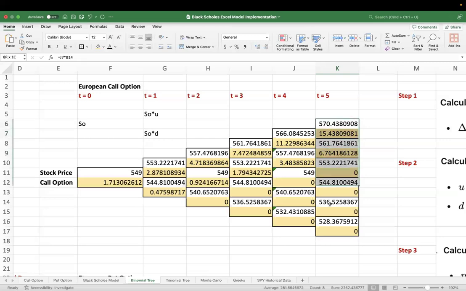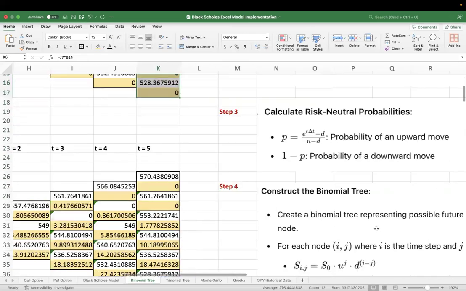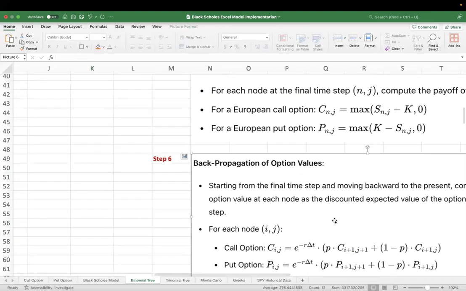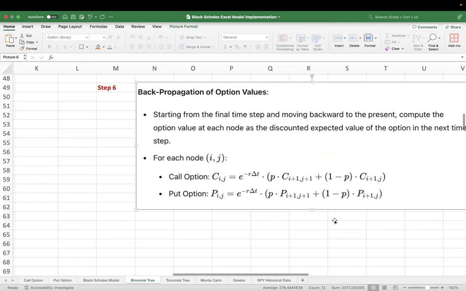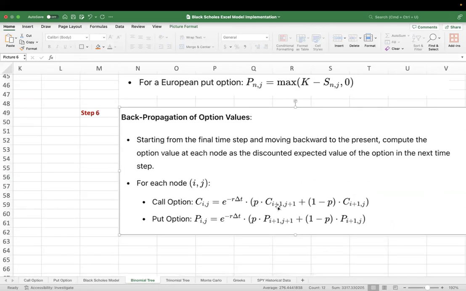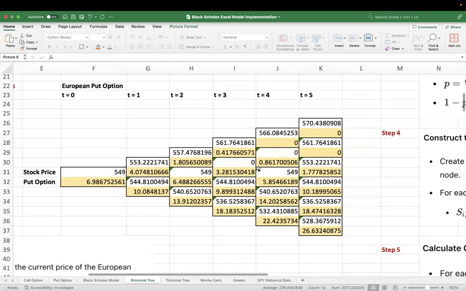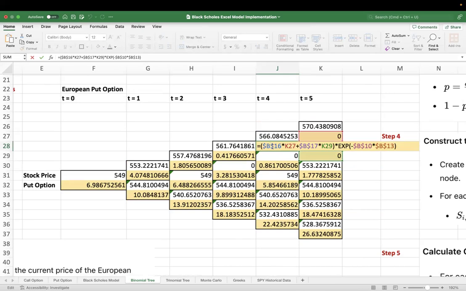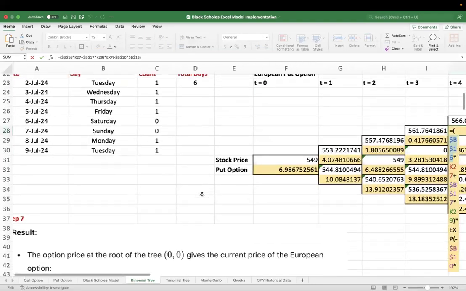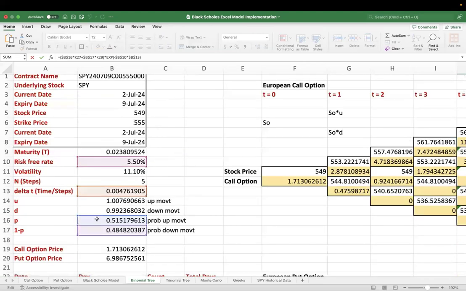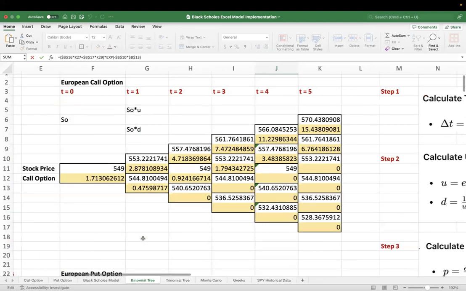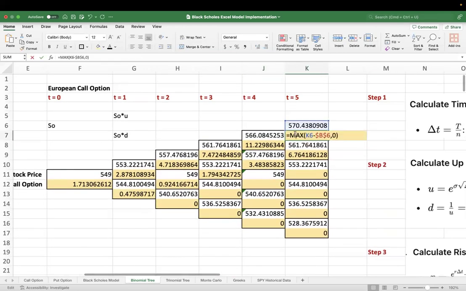So now we have calculated the options at the maturity, right? What is the last step? The last step is just the back propagation. Remember this formula: we are multiplying p with up, 1 minus p with down, and then the whole is multiplied by e to the power minus r delta t. This is just the discounting factor, okay? So to arrive at this, B16 is nothing but our p value, and B17 is 1 minus p.